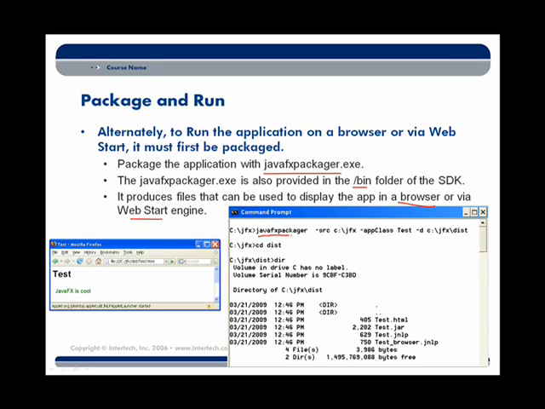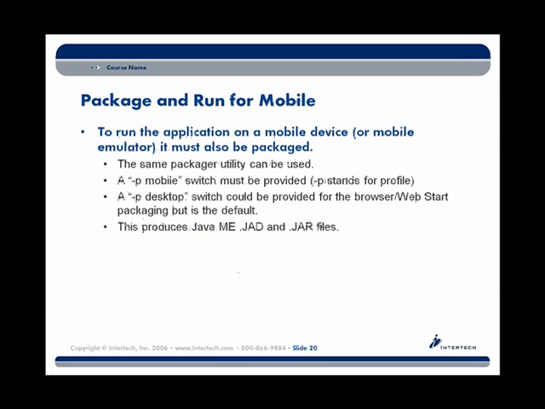So, with the JavaFX Packager, we can pass in the actual application class name, in this case our test from test.fx, and we can specify where the source and destination directories are. And what does that produce? None other than a set of files that can now be used to run our JavaFX script via a browser. So it gives us an HTML page and a jar file and some JNLP files that allow our application to run via WebStart or via browser.